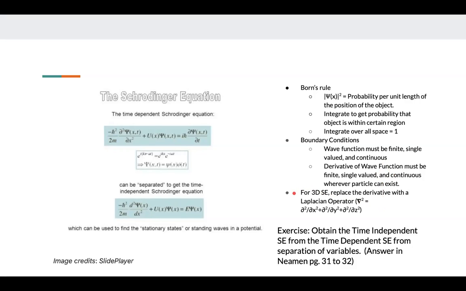For the 3D Schrodinger equation, if you're ever asked to write it down for whatever reason, because it's really long, basically what you do is you replace the second derivative of x squared with something called the Laplacian operator. I believe most of you have seen it before in multivariable calculus.